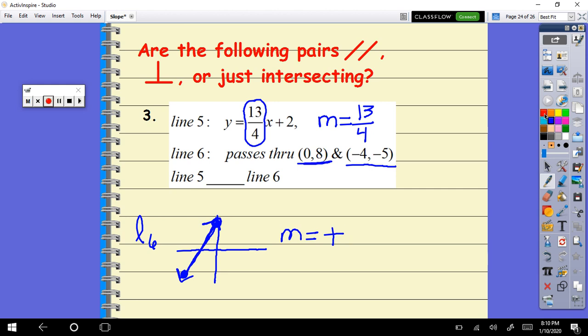Now remember, rise means count the spaces between the y's. So do you all see that from 8 to -5, I would have to count 13 spaces. From -5 to 8, I would also count 13 spaces. So which way you count doesn't matter. Run means count your x's. So from 0 to -4 or -4 to 0, I get 4 spaces. Now I have enough information to interpret. The slope of the first line was 13/4. The slope of the second line is 13/4. Those are the same, so I automatically know that line 5 is parallel to line 6. So I just put the parallel symbol in between.